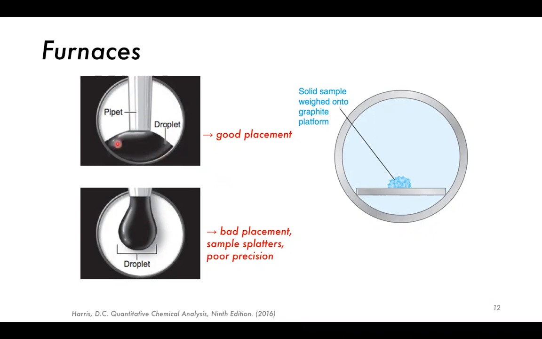Here we have good placement. All of the sample is kind of in the same area. And this is what we would do for a solid sample. So we just get it, place it in the middle, weighed onto the graphite platform like that. And so this is pretty accurate and highly precise placement of the solid onto the graphite platform.